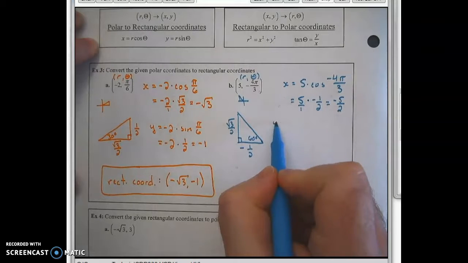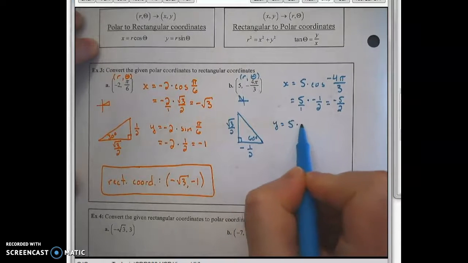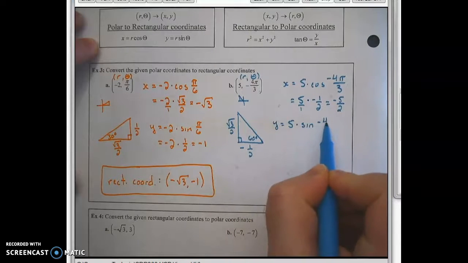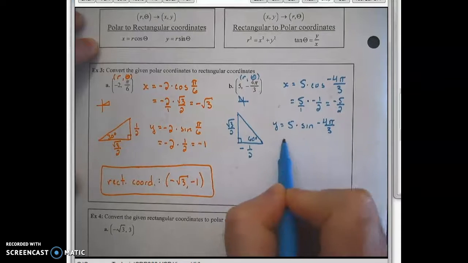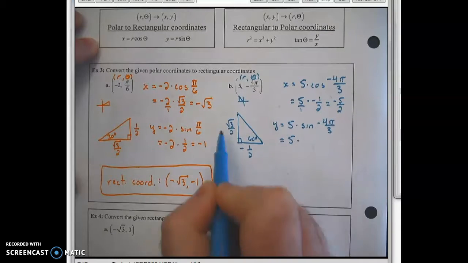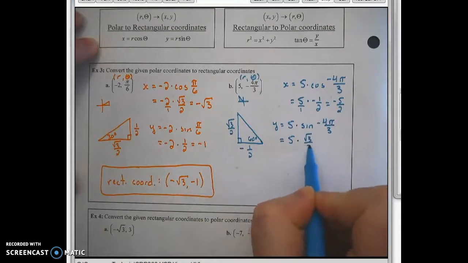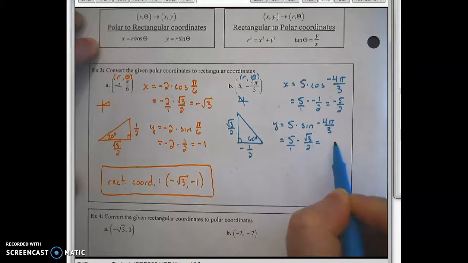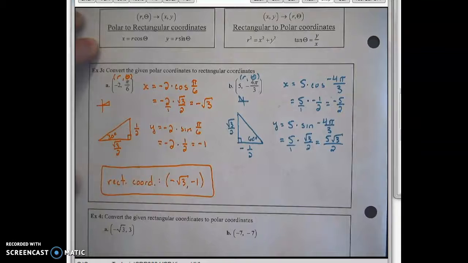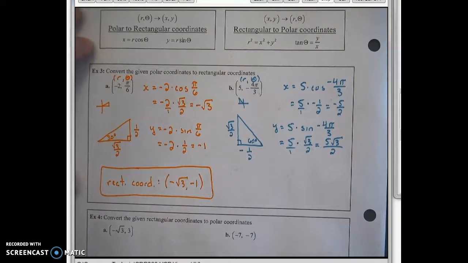Then our y value, 5 times sine of negative 4 pi over 3. 5 times sine is the y value, square root 3 over 2. Turn it into a fraction, multiply straight across. I wouldn't try to make that look any nicer than it already is.